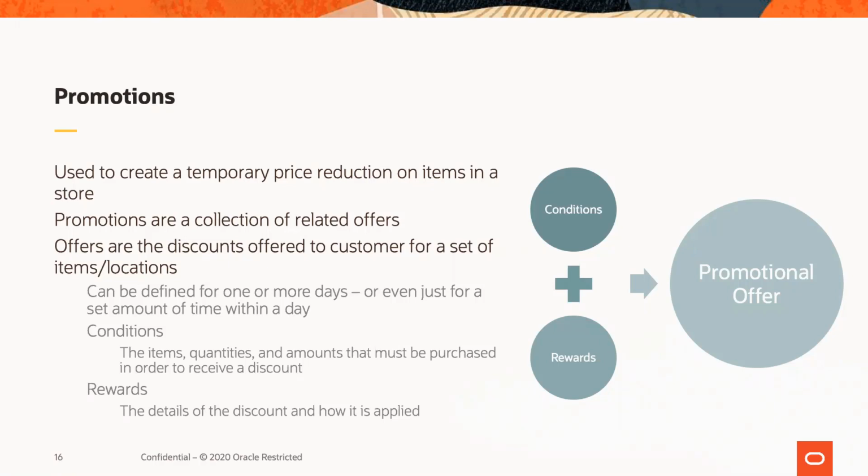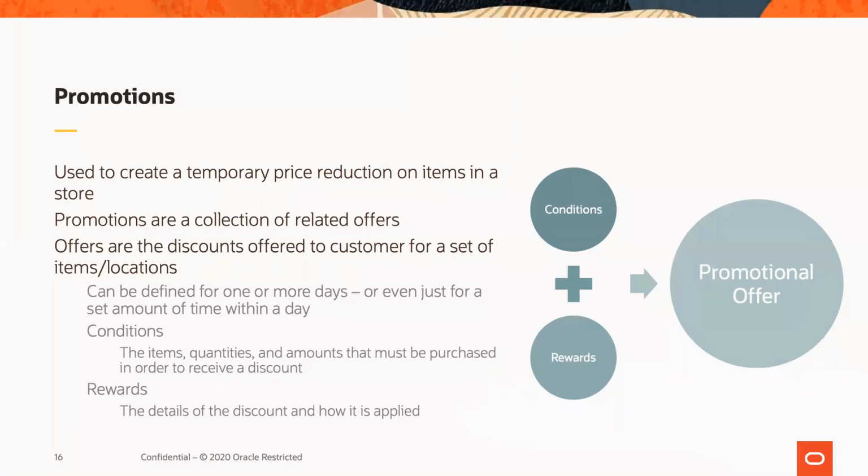We did change the terminology a bit from what was in RPM for the new cloud service. So promotion is still more or less the similar definition, but within a promotion, we have what we are calling offers. And offers are really the level that the discount is managed. Those are kind of the individual set of details that get passed down to the selling solutions. So most offers are made up of two components, the conditions and the rewards. So the conditions are what does the customer need to purchase in order to qualify for the offer? And then the rewards are what do they get in return?